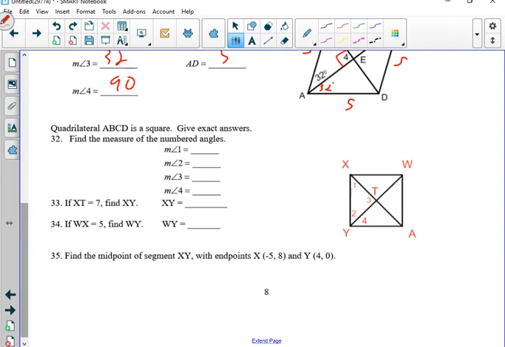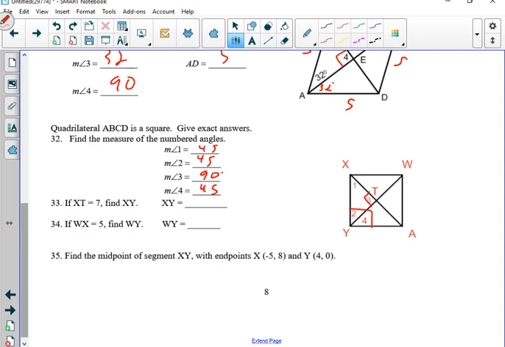ABCD is a square. Give exact answers. Find the measure of the numbered angles. Well, 3 is the easy one because, again, they intersect at a right angle. So that's 90. Two and 4 just make 90, and the diagonals bisect each other. So 2 and 4 are 45 degrees. Well, 2 is 45. That makes 1 also 45.